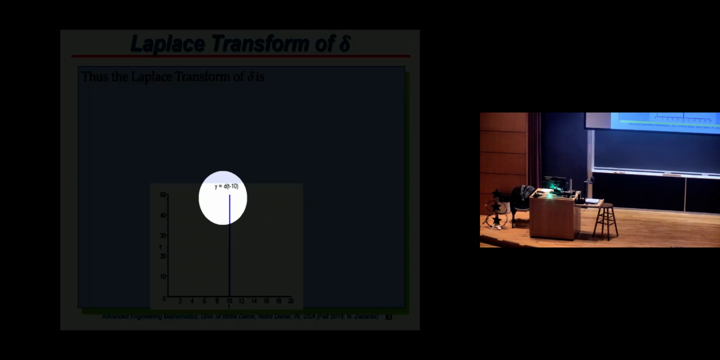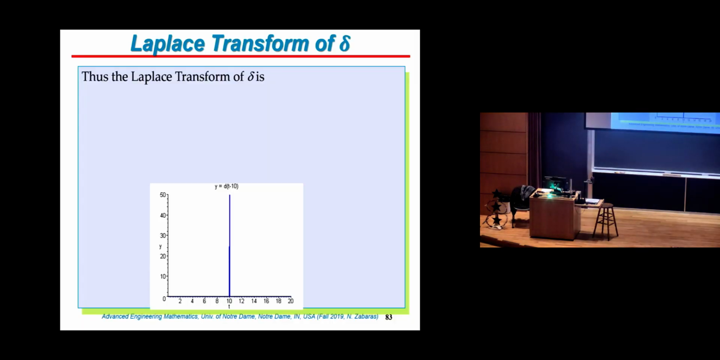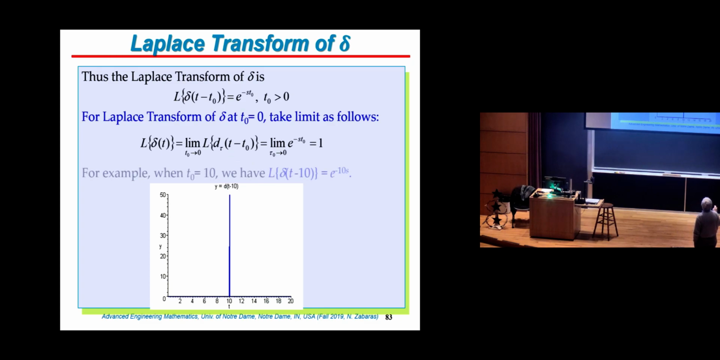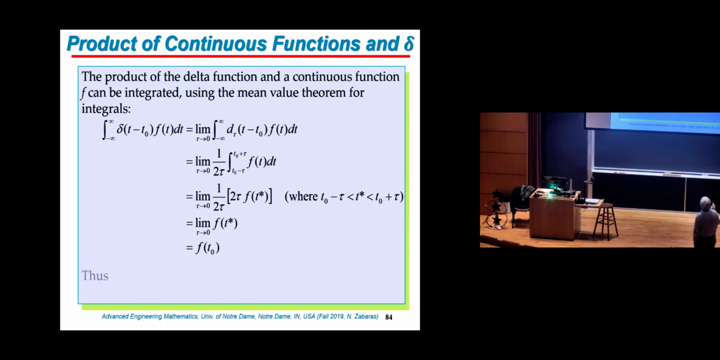And what is the Laplace transform of this? If you have a delta function at t equal 10, it is e to the minus what? 10 what? So e to the minus 10s. And this is what I mentioned before with the convolution, right?